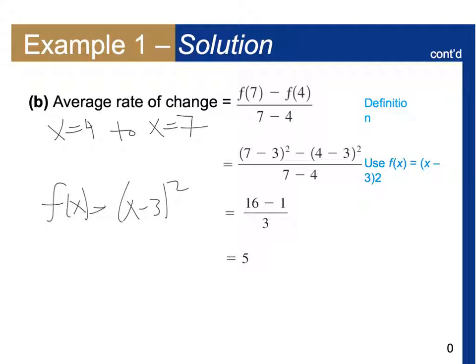So we're going to take f of 7 minus f of 4 over 7 minus 4, which is 7 minus 3 squared minus 4 minus 3 squared, or 4 squared, 16, minus 1 squared, 1, over 7 minus 4, which is 3. So 16 minus 1 is, sorry, that should be, 15 over 3, which is 5. So here our average rate of change is 5.